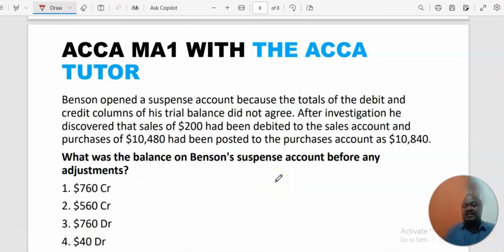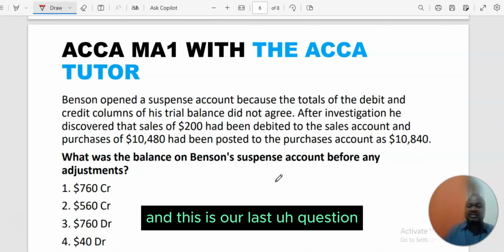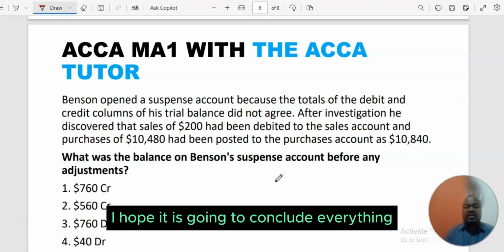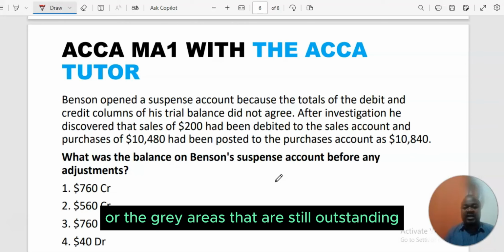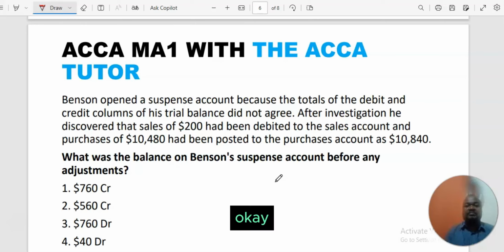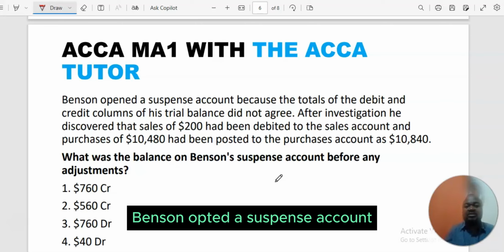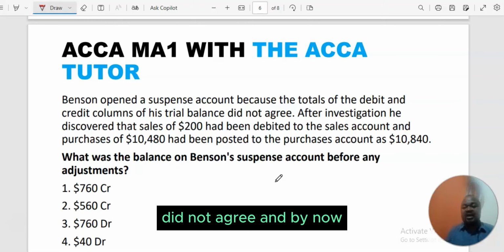Okay, I think we have covered enough ground, and this is our last question, ladies and gentlemen. I hope it is going to conclude everything and consolidate all the nitty-gritties, all the gray areas that are still outstanding. Now the question is saying, Benson opened a suspense account because the totals of the debit and credit columns of his trial balance did not agree.